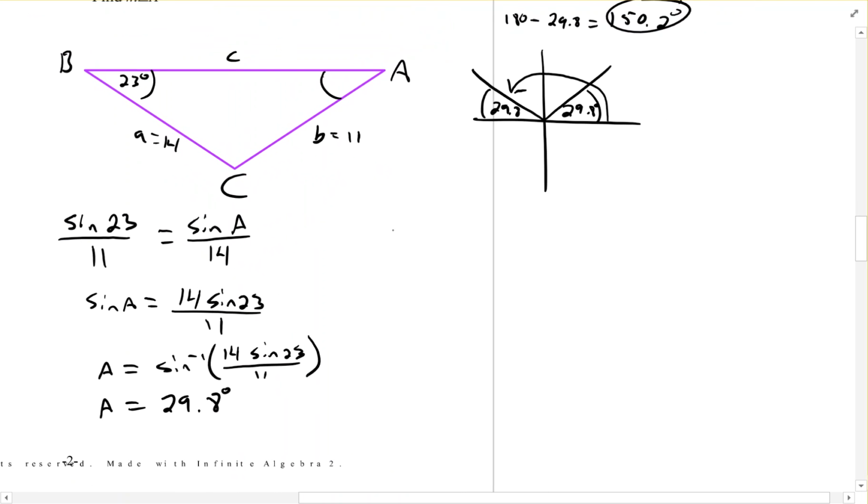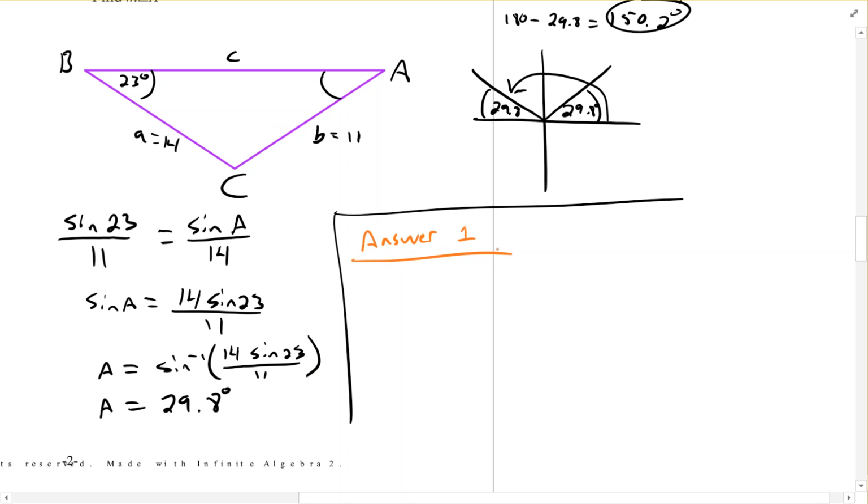Now, we just got to check to see if they actually are legit answers. So what I mean by that is, let's go answer 1. So to make sure that these actually are legit, I know the first situation, this would be 29.8 degrees, right? Well, let's see if A is equal to 29.8 degrees and B is equal to 23 degrees. What would C be? Well, you could just go 180 minus these two angles, and you would get C is equal to 127.2 degrees. And that's a legitimate answer, right? So like that could work. That's definitely an answer.